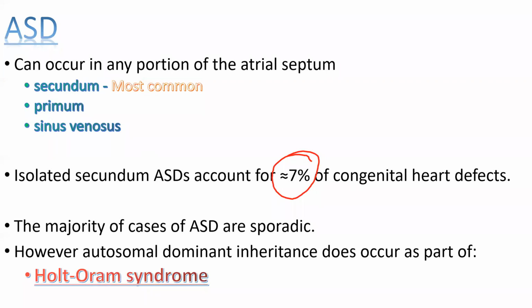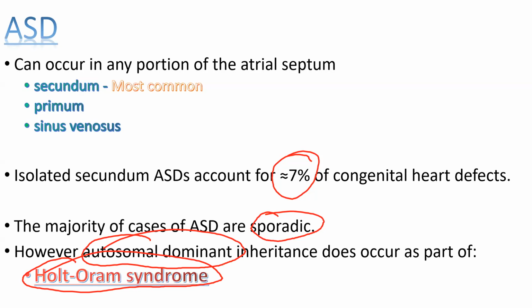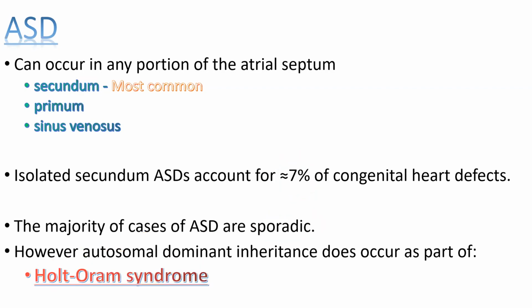Now here you can see that the majority of ASD are sporadic, meaning there is no inheritance. But there is one particular syndrome, we call it Holt-Oram syndrome, and it is an example of an inherited disease. It always goes through which pattern? Autosomal dominant or recessive? Dominant. Right, it goes through autosomal dominant.